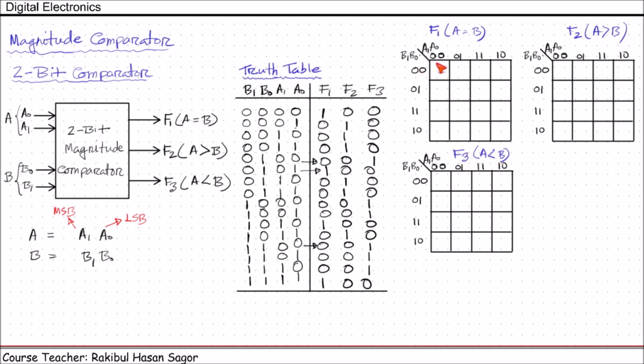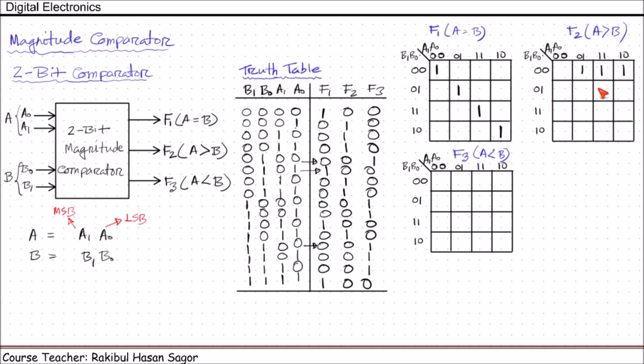Now, for F1, we'll have 1 when A0, A1 is 00 and B0, B1 is 00, both are equal. We'll have 1 here, we'll have 1 here, we'll have 1 here. Next, F2 will be 1 here, here, here. From the truth table, we can get it.